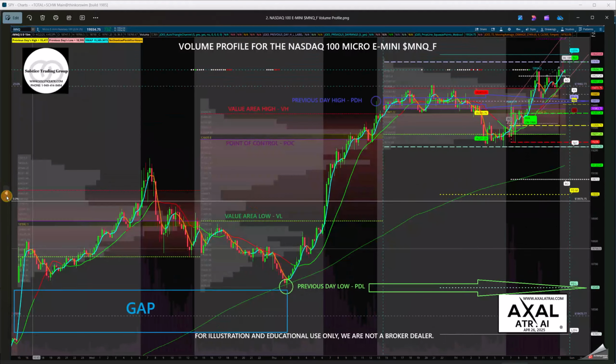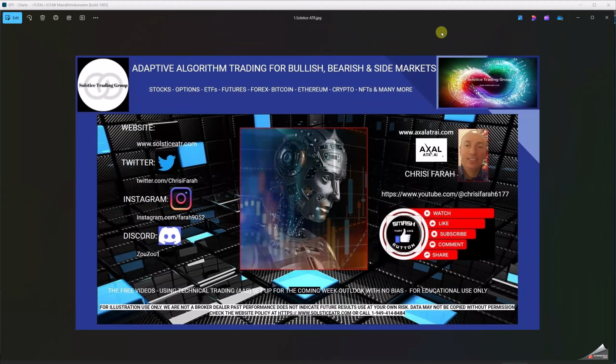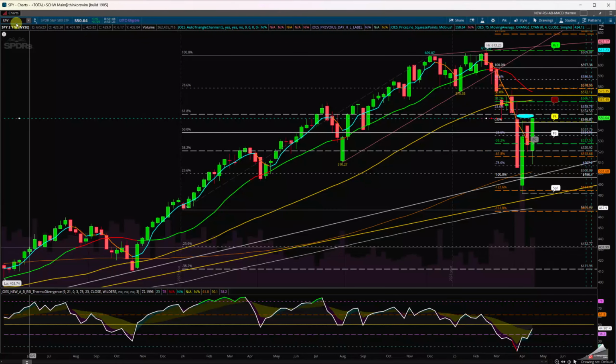Let's go back to the first slide that I have up here. Let's go to here. I put the SPY, which is the S&P 500. It has 11 sectors in it. I took everything out on the top.